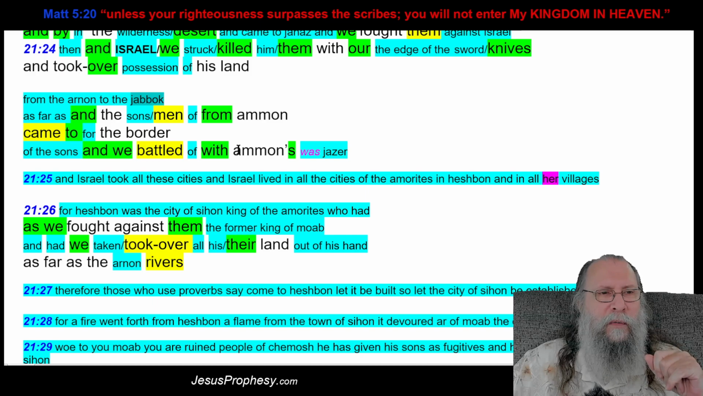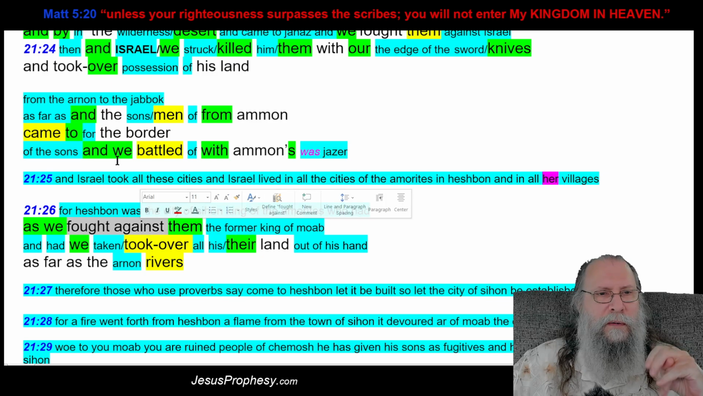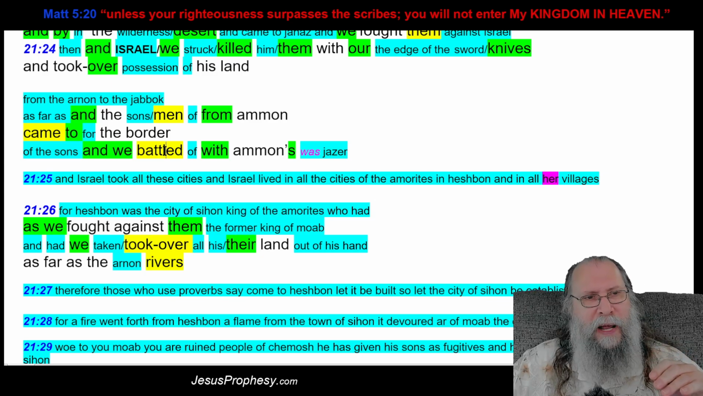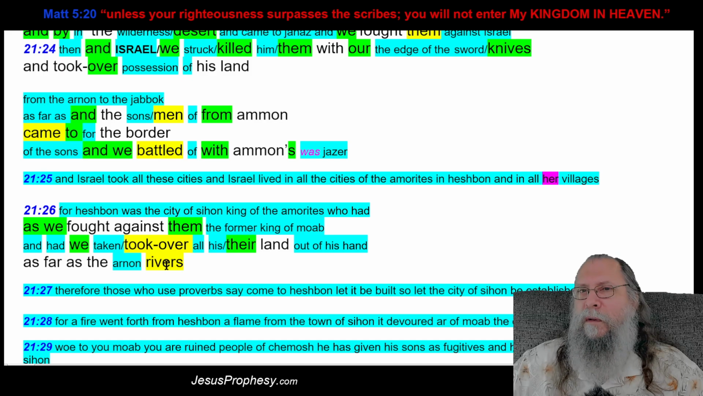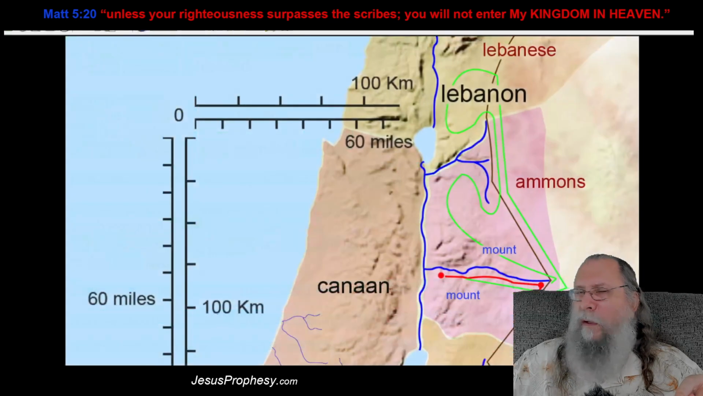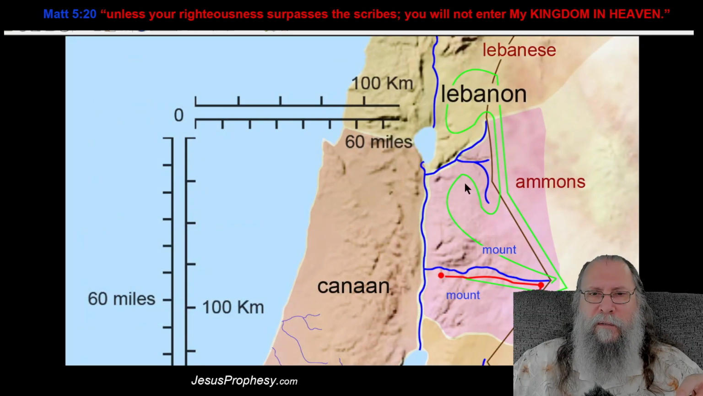And then we battled with them. It's got the words fought against them down here. So putting the word battle here is correct to make the format. And then it's going to be said again that we took over their land as far as the rivers. Yep, I can do that one more time. These are the rivers that I'm speaking about, okay?